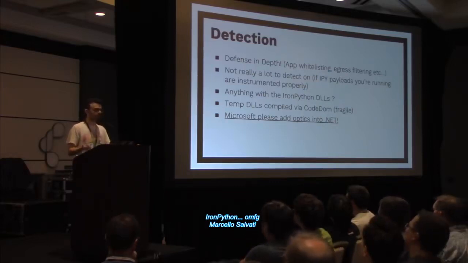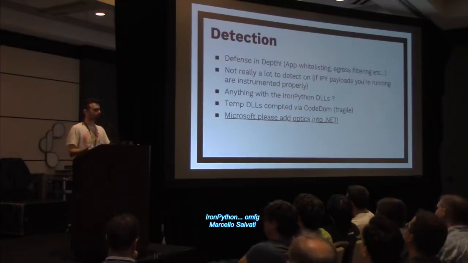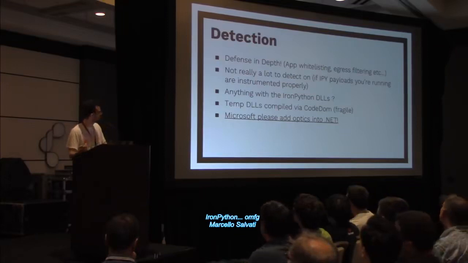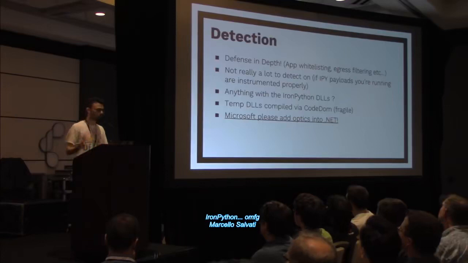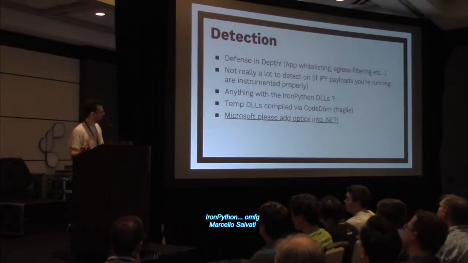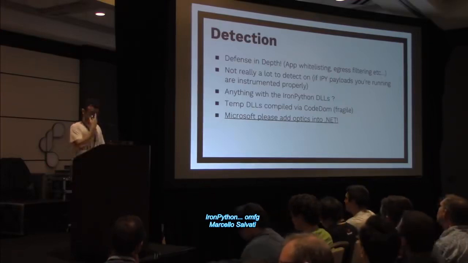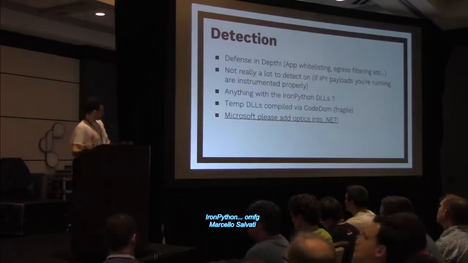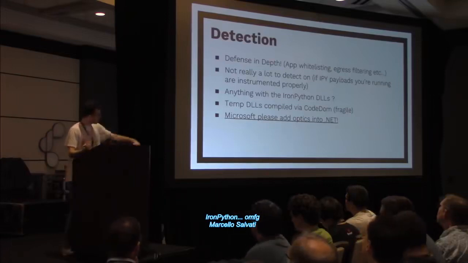IronPython DLLs are sort of an IOC now. I'm not sure if there's a good way of inspecting, there probably is, I just don't know. But there's a good way of inspecting all of the memory of every process and seeing if the IronPython DLLs are loaded. I'm not sure. That might be a way. So if you're sure you're not using IronPython in your environment, you probably should look into seeing if you can get to just not let those load at all, which might be a problem in itself.